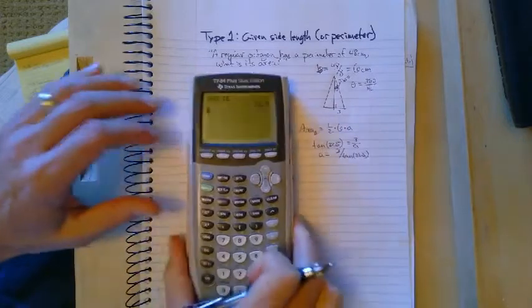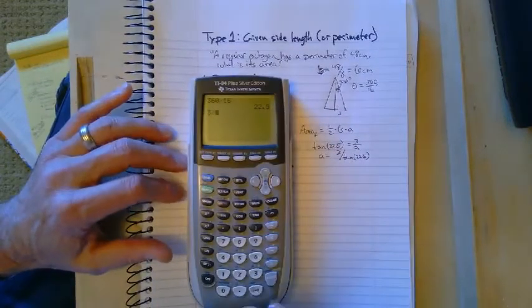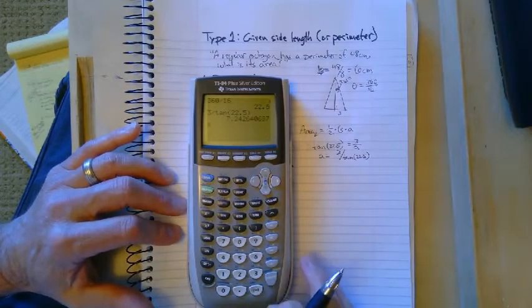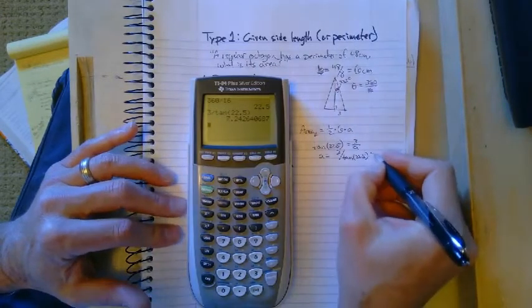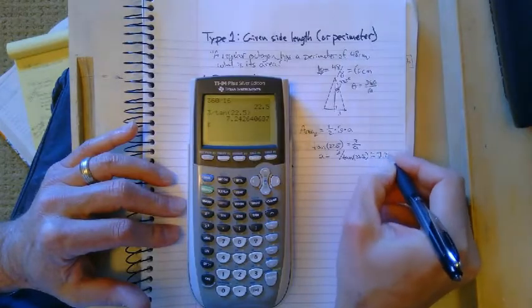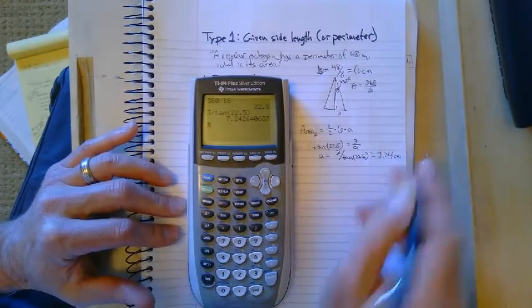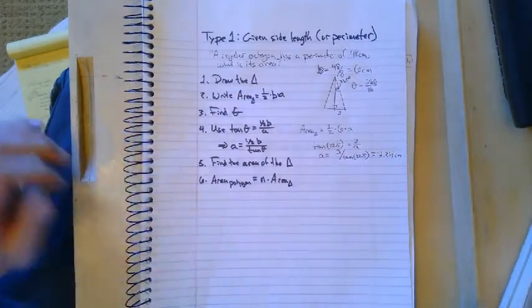22.5. Making sure that I am in degrees, which I already checked on this calculator. I do 3 divided by tangent of 22.5. That gives me about 7.24. That would be centimeters for the apothem.